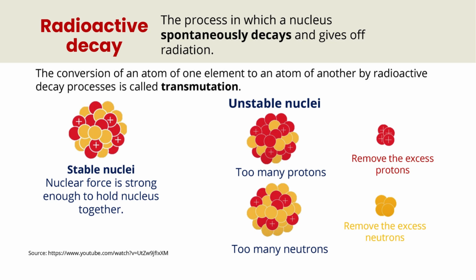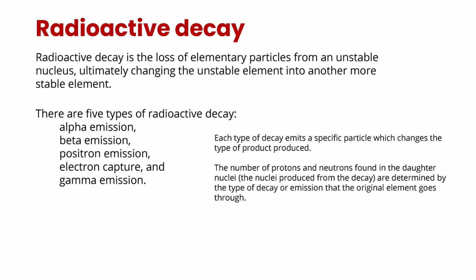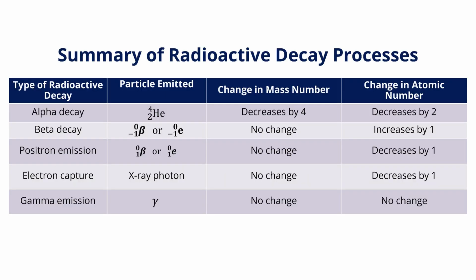Okay, and there are different ways it can decay. Yep, 5 main types listed: alpha emission, beta emission, positron emission, electron capture, where the nucleus actually grabs an inner electron, and gamma emission, which is just releasing energy. Each one ejects something different. Correct. And that determines what the remaining nucleus looks like. So how do we write these out and make sure they're correct?